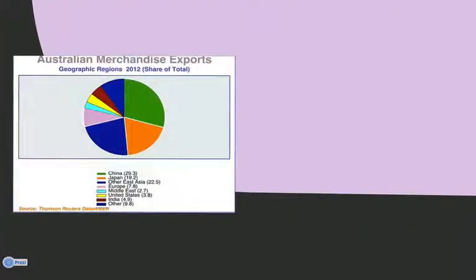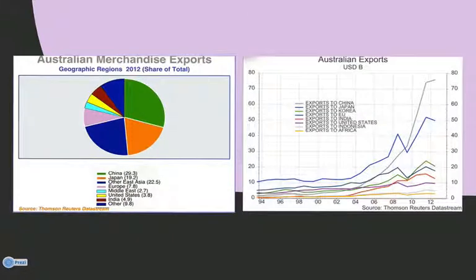If we look at Australia's merchandise exports by geographic regions in 2012, as mentioned earlier, we see China is far and away our largest trading partner. 29% of exports go to China. Japan, Europe features relatively low down the scale. The United States even lower.